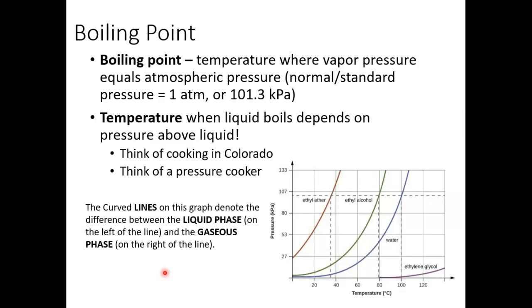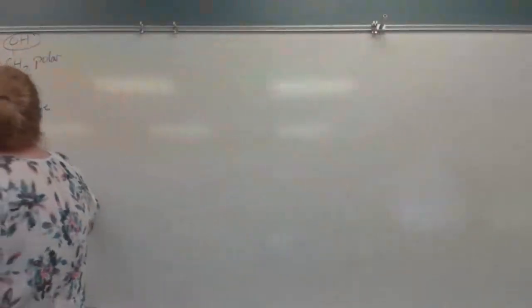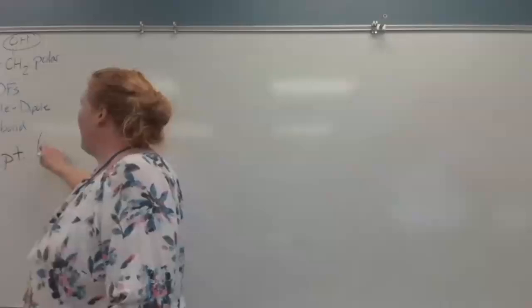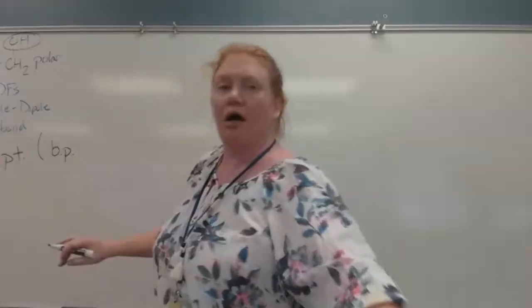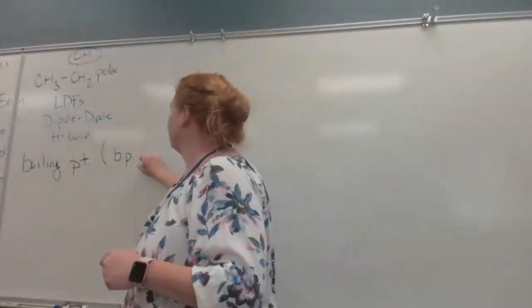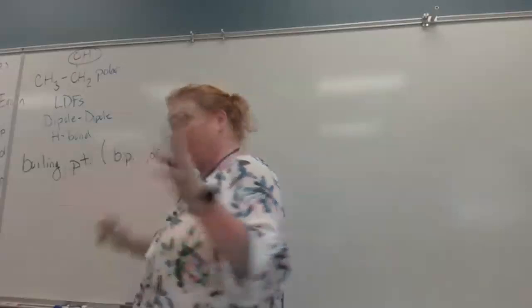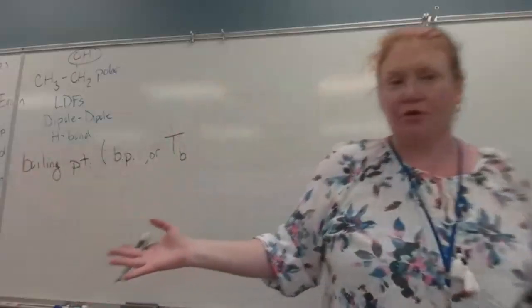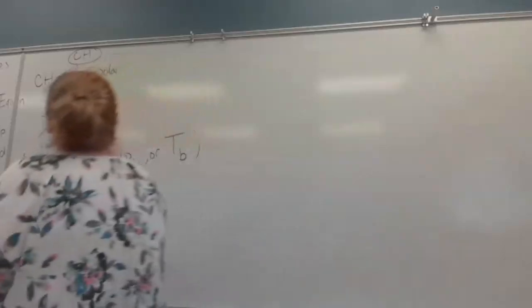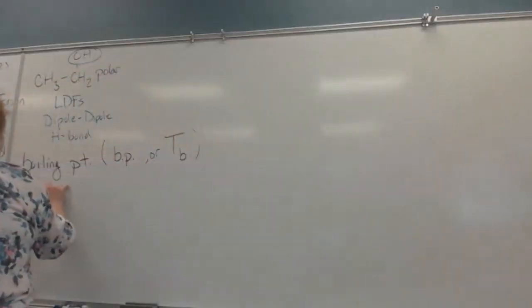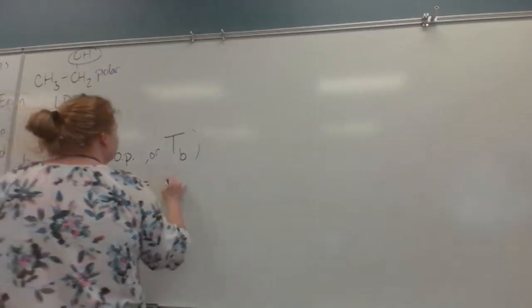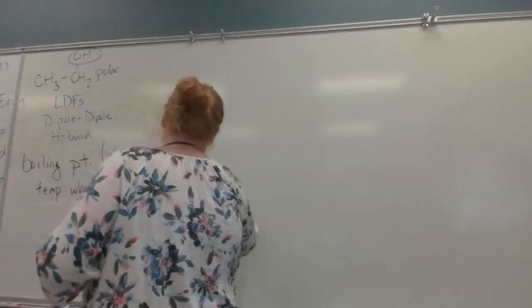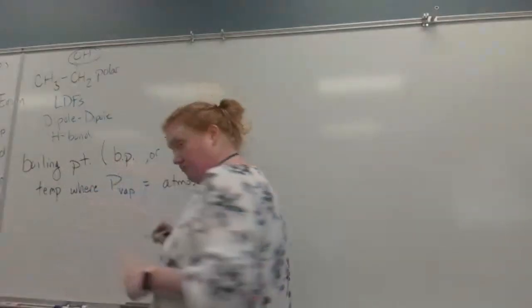So now we need to recall something about atmospheric pressure. First of all, with boiling point, I personally will sometimes just write BP, and that's, I mean, boiling point. Sometimes I will also write T with a B there, that again, I'm talking about boiling point. Okay. It's the temperature, right? Where vapor pressure equals atmospheric pressure, right?